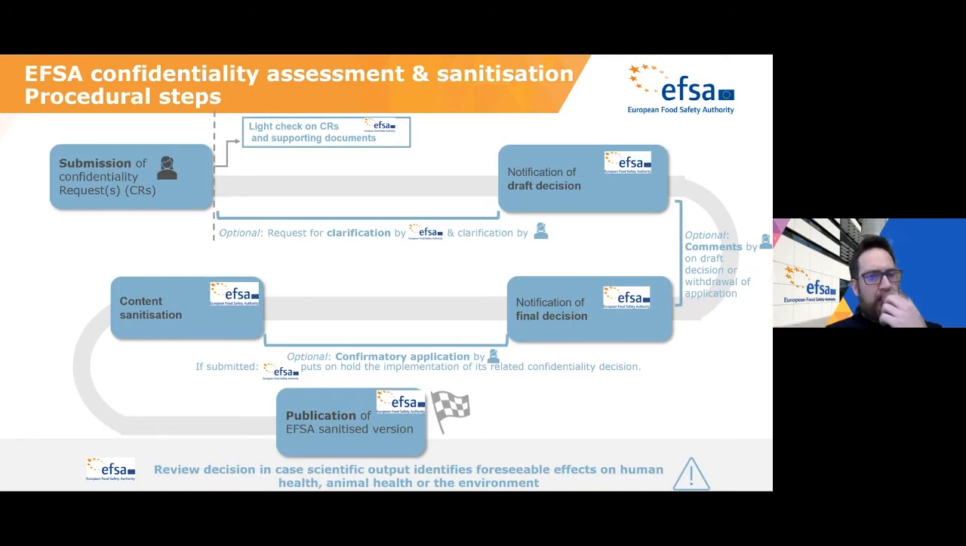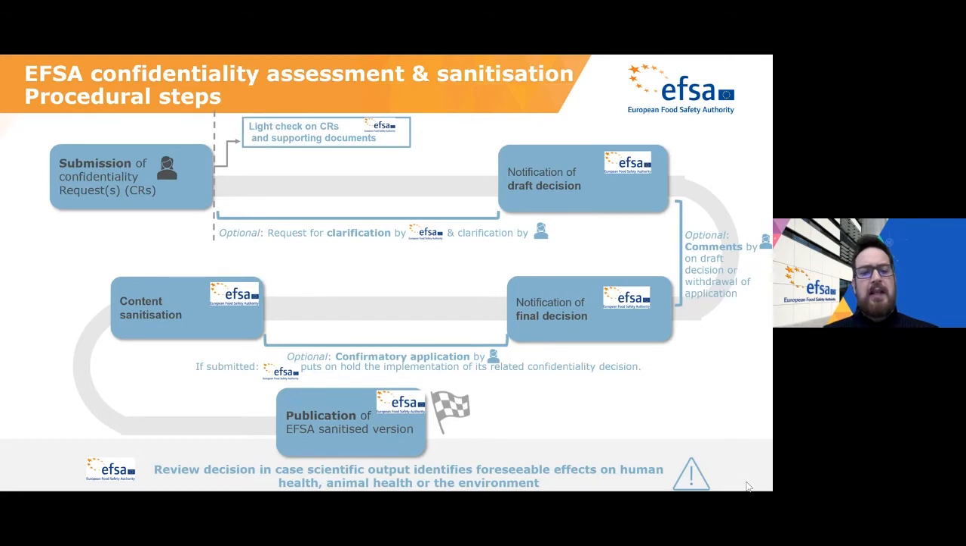At this point, it is worth mentioning that for all these three scenarios, the faster the applicant provides EFSA with feedback, the faster the confidentiality assessment process will be concluded. Then follows the notification of EFSA's final decision, based on which takes place the sanitization of the documents, which in practical terms means the unblanketing of the respective information items corresponding to rejected or partially rejected confidentiality requests. In case of disagreement with the final decision, the applicant may submit a confirmatory application, which puts on hold the implementation of the confidentiality decision and postpones the conclusion of the confidentiality assessment.